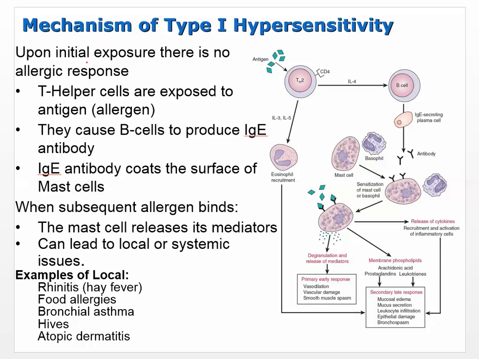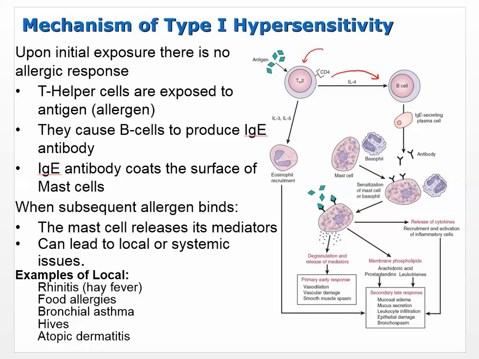So the mechanism. The initial mechanism is just like we would expect with any other kind of allergen, or any other kind of antigen, any other kind of immune response. The antigen comes in, it is exposed, and then the T helper cells will then activate B cells. Okay.